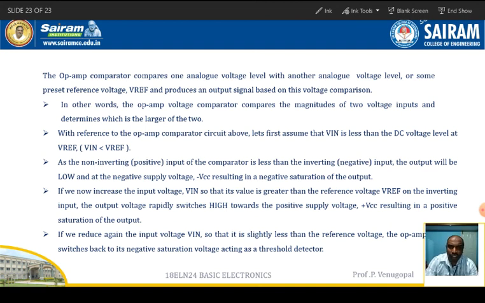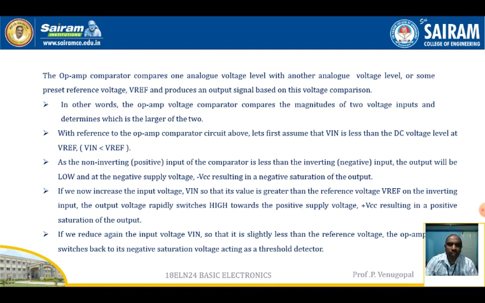If you reduce the input voltage Vin again, so it's slightly less than the reference voltage, the Opamp switches back to its negative saturation voltage, acting as a threshold detector. So this is about the comparator. A comparator is a device which compares the voltage applied at one terminal with the voltage applied at the other terminal. One of the voltages will be the supply voltage, another voltage will be the reference voltage. So that's all about the operational amplifiers and applications.